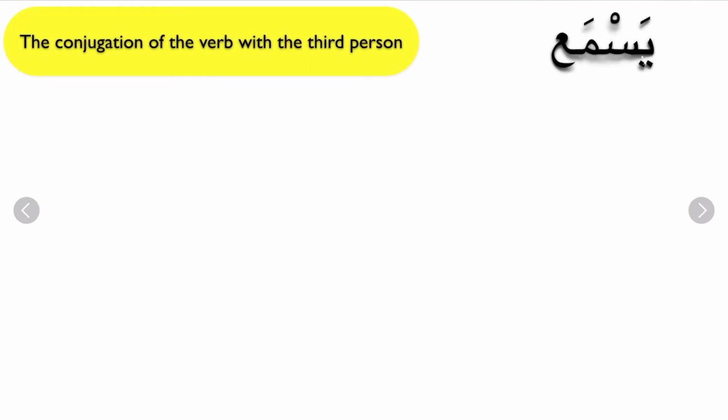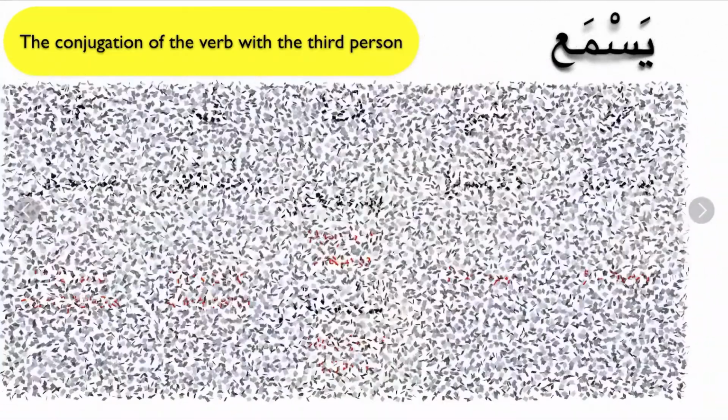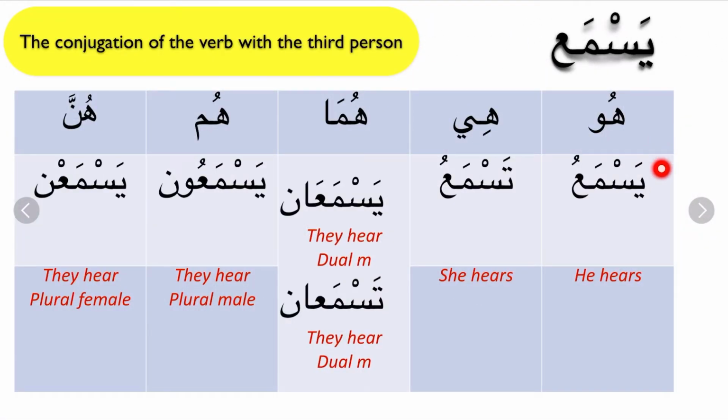The conjugation with third person. هو يسمع he hears. هي تسمع. هما يسمعان dual male. For dual female هما تسمعان. هم يسمعون. هن يسمعن. هو يسمع he hears.